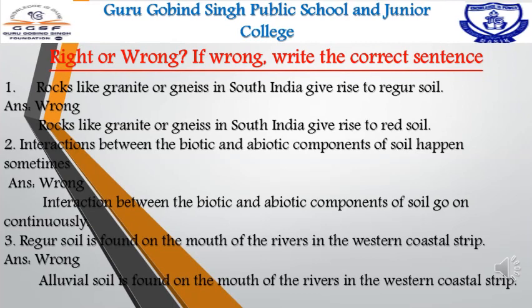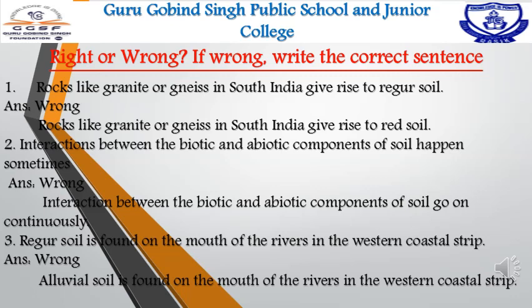Say whether each statement is right or wrong, and if wrong, write the correct sentence. First one, rocks like granite or gneiss in South India give rise to Regur soil. Answer is wrong. What is the correct sentence for this, children? Rocks like granite or gneiss in South India give rise to red soil.